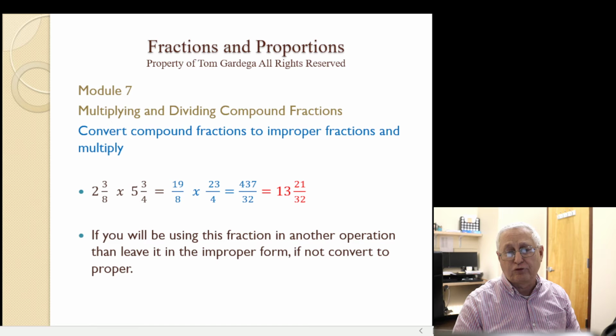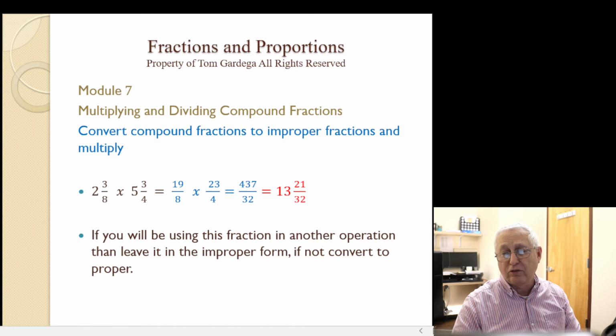Here we have two compound fractions, 2 3/8 times 5 3/4, which, when we change it to its improper form, will become 19/8 times 23/4. If you forgot how to convert to an improper fraction, then go back and watch the previous videos to learn how to do it, and we'll move on.